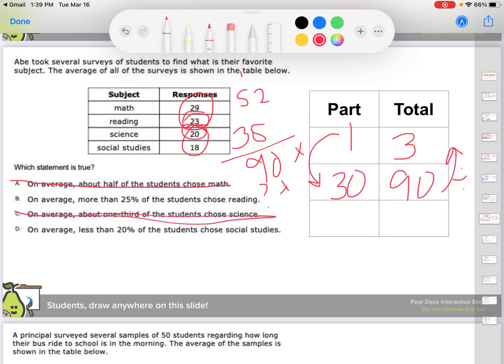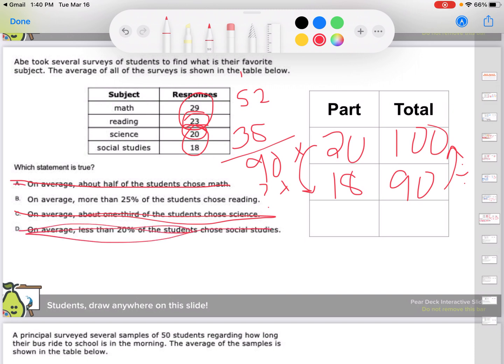On average, 20% of students chose social studies. Okay, so I have to, again, go back to 100. And it says 20%. So I'm dividing and then multiplying. So 90 divided by 100, and then I'm multiplying by 20, and I get 18. So it has to be less than 18. So social studies was exactly 18. It says less than, so it has to be B.